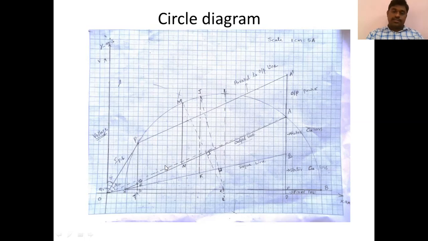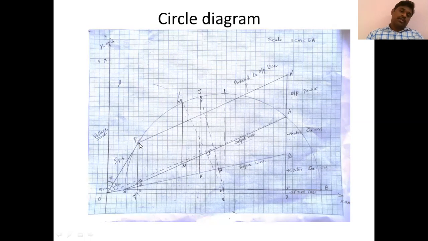Now draw a parallel line O dash B to the output line O dash A. You have to draw a parallel line, and that parallel line will touch the circle at point P. So this is like this. You have to draw a parallel line to the output line. With 4.35 centimeters, we are getting output power here, so here also this distance will be 4.35 only. So that parallel line will touch the circle at point P.